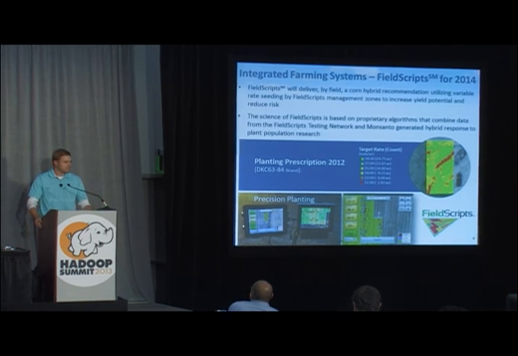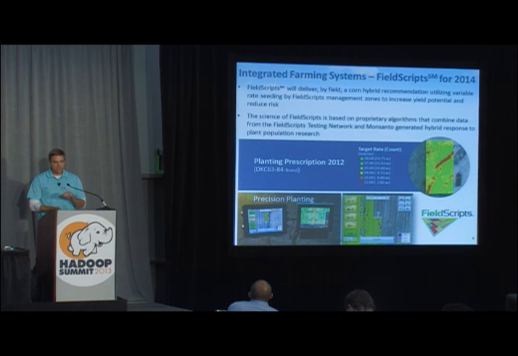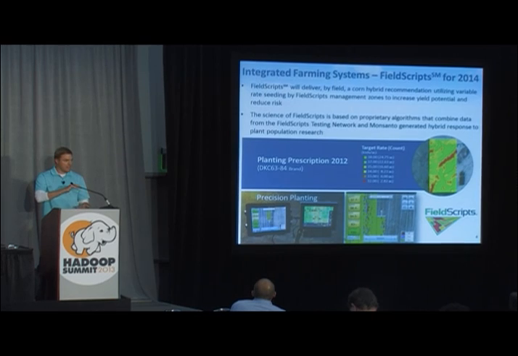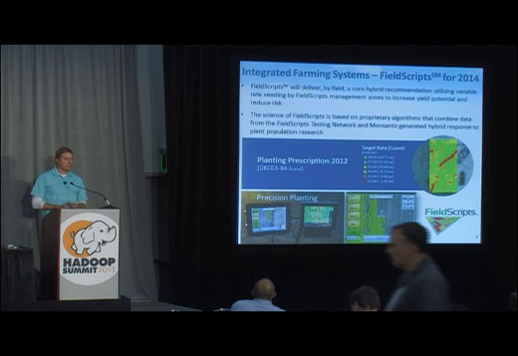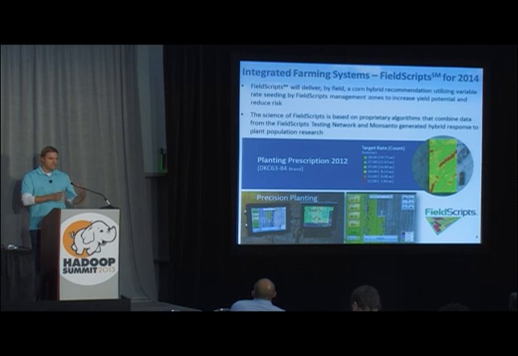Like I said, this is a platform, but by 2014, our first entry into this platform is going to be Field Scripts. We're going through a beta release now in Iowa with a select set of growers. This Field Scripts product is going to take key information about the environment and provide the grower with a recommendation based on his environment, his field, looking at key attributes: what specific hybrid or product to purchase to optimize his yield potential, as well as, for every square foot of land, how many seeds to plant in that square foot of land.